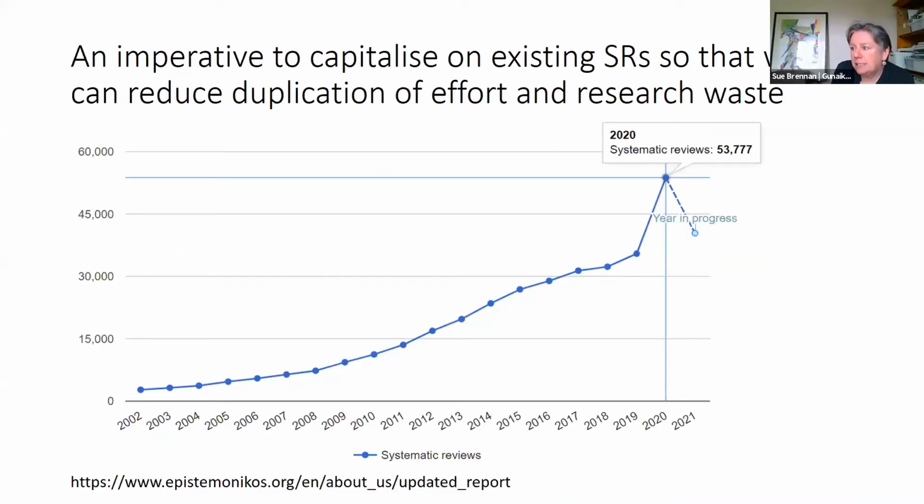Since I started in the world of Cochrane, things have changed quite dramatically. So back when I began, we were looking at maybe between 3,000 and 5,000 reviews being produced a year by the research community.